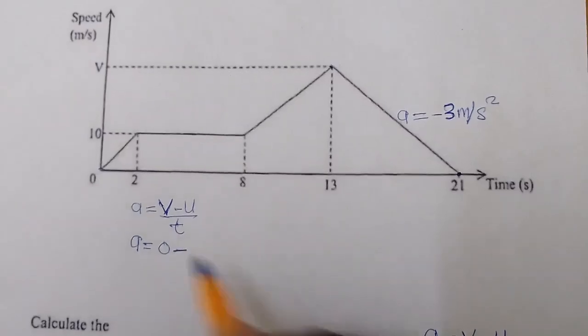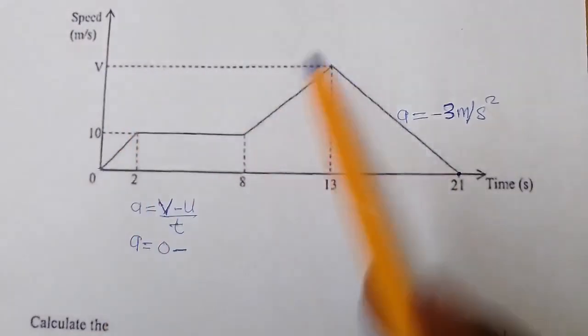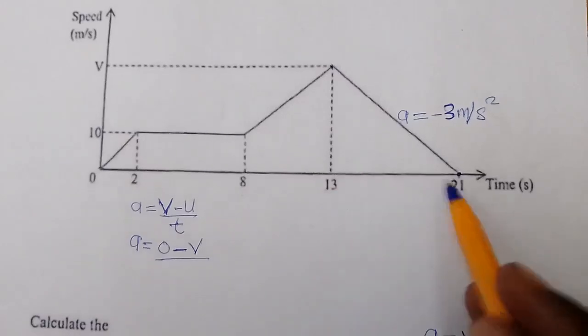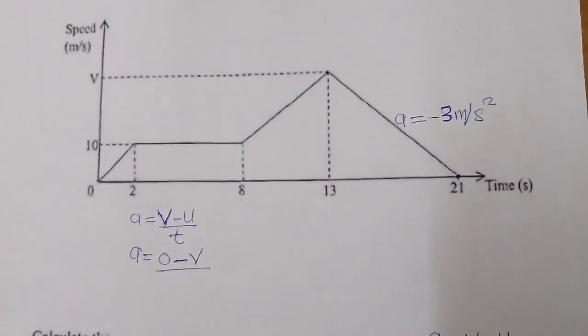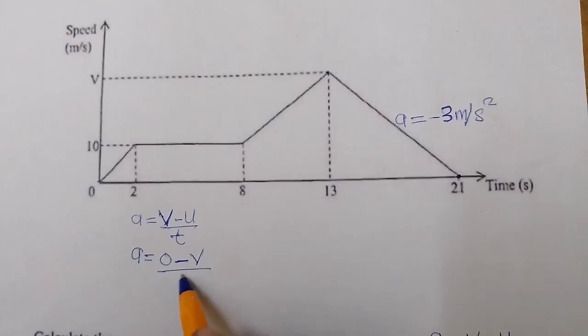Minus where it was starting from. So it was starting at what? V there. The V. So I put minus V over. What is the time difference here? So what is your time difference? That is 21 and 13. So what will be your time difference? You say 21 minus 13, you get 8. So you put your 8 here.